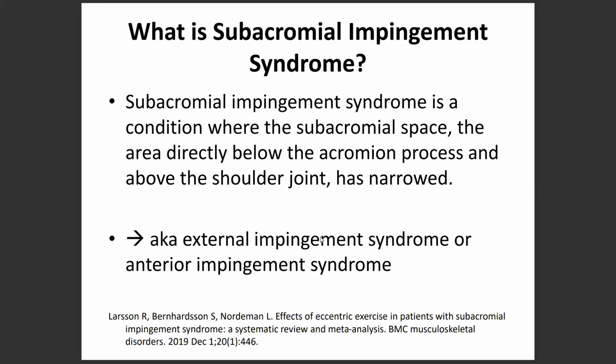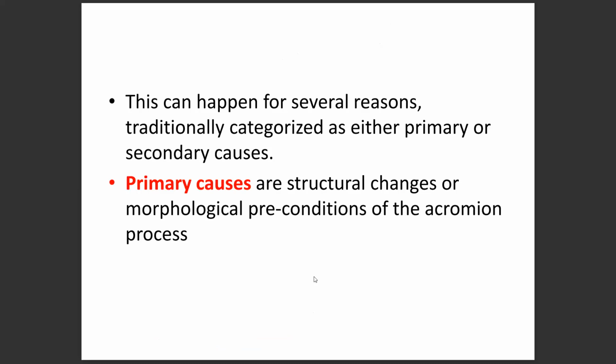So what is that subacromial impingement syndrome? Subacromial impingement syndrome is a condition where the subacromial space, the area directly below the acromion process and above the shoulder joint, is narrowed. This condition is also known as the external impingement syndrome or anterior impingement syndrome or suprahumeral impingement syndrome. This can happen for several reasons, traditionally categorized as either primary or secondary causes.